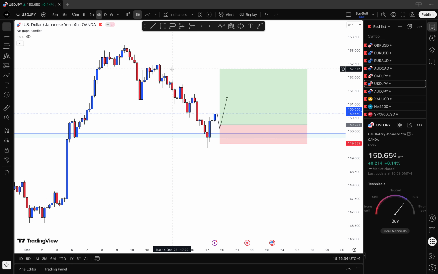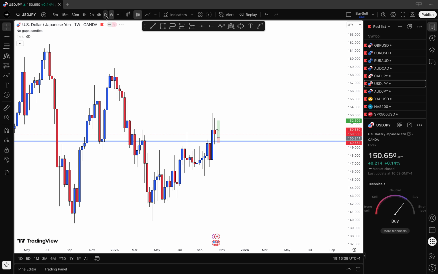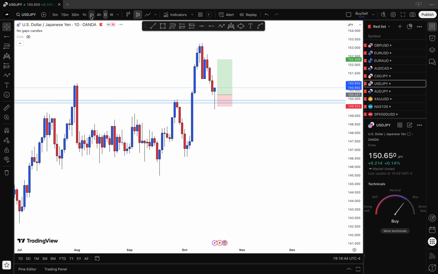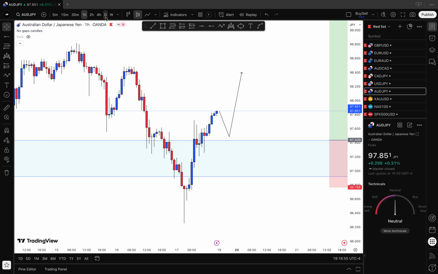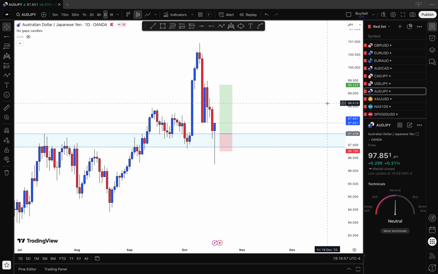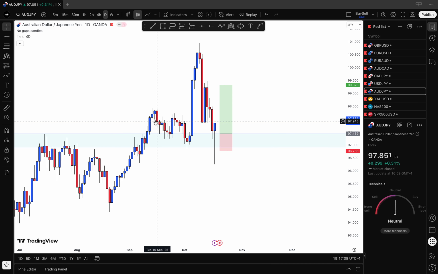USD JPY, I don't know if we covered this. I think we did, but it's just like the other pairs we were looking at. We broke out, and now we are retracing back to the area of interest. So going down to the 1 hour, yeah, I talked about this trade already. And it's very similar. USD JPY and AUD JPY look very clean, and they look very similar. USD JPY is cleaner compared to this, where we have a lot of structure points above our support level.